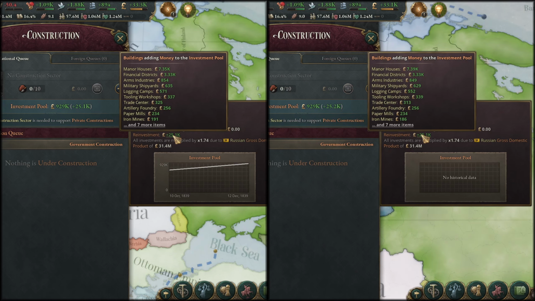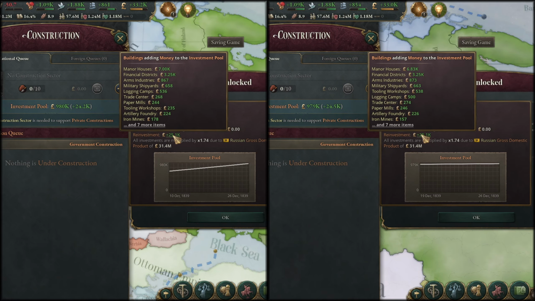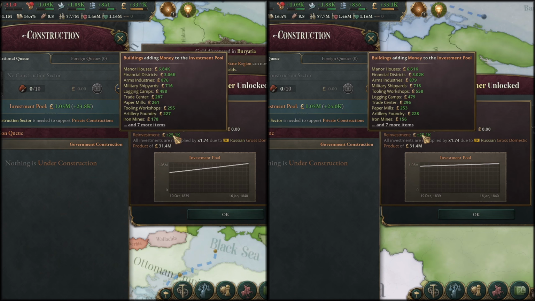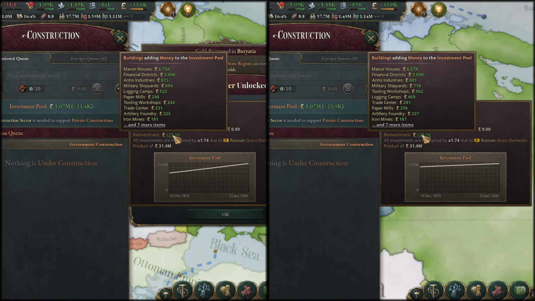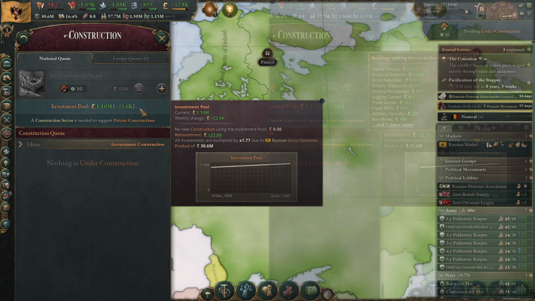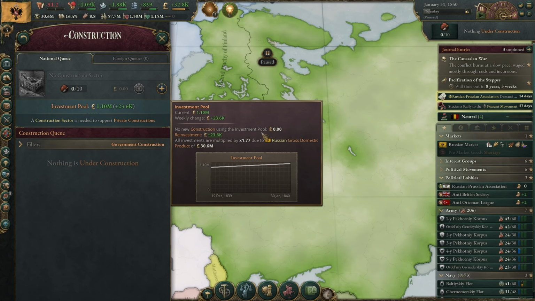I reload it again. On the left is our investment pool without activating harvesting tools, and on the right is our investment pool with the harvesting tools. You can see a small improvement of about £200. Especially if you are small, you get a nice multiplier for investments into the investment pool.